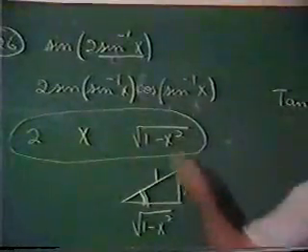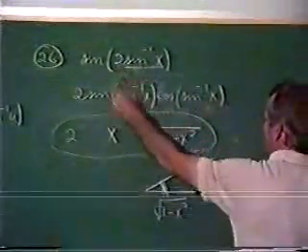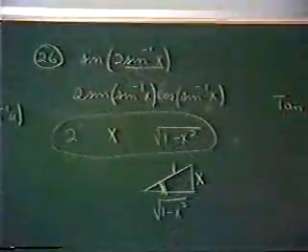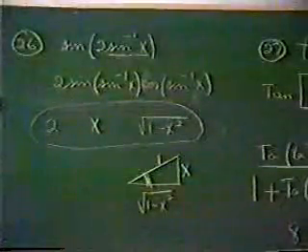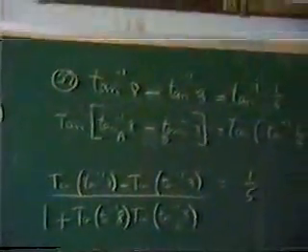Again, trying to point out that this is an angle. And if you have 2 times one of those, then you're talking about a double angle. All right. Let's go to example 27.